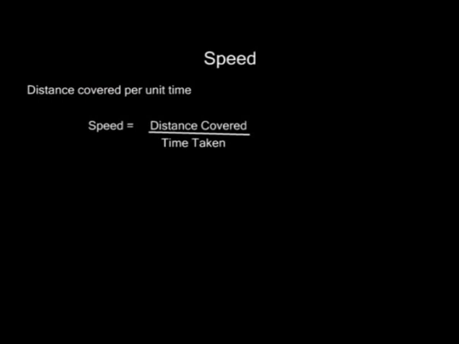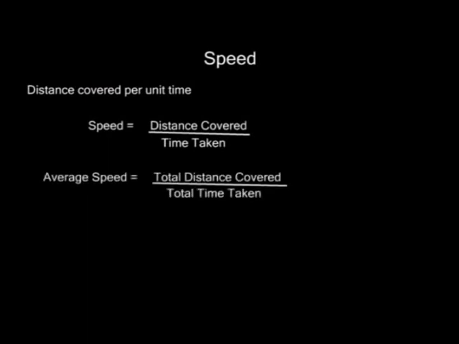The above definition applies to a body moving uniformly over a period of time. However, this is not always the case. It is therefore better to consider the total distance covered over the total time taken. This gives the average speed of the body. Therefore, average speed is equal to total distance covered over total time taken. The SI unit of speed is meters per second.